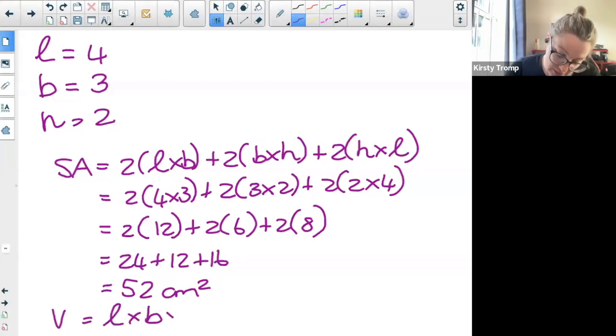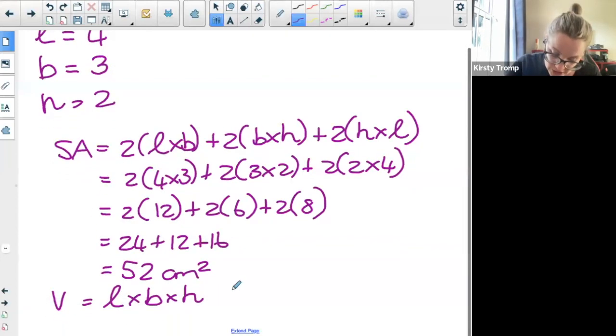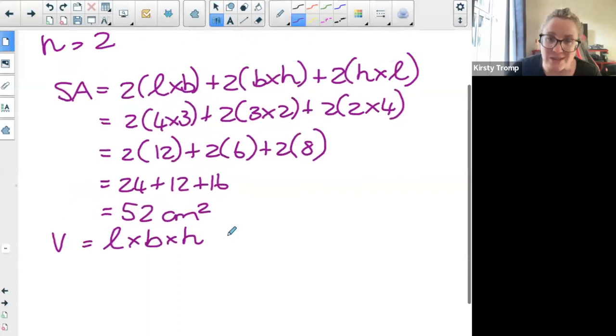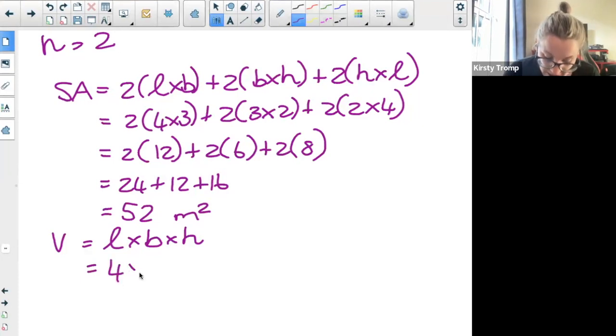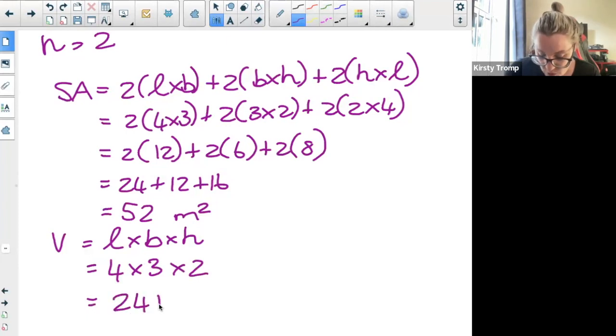Do you get the same answer when you do those calculations? Make sure that ma'am is right. Ma'am's doing them in her head, so she didn't put her calculator there. Somebody's saying to me, ma'am, it's in meters. Thank you for that. So for my volume, length times breadth times height, 4 times 3 times 2, gives me 24 meters cubed. So I calculated my surface area and my volume.